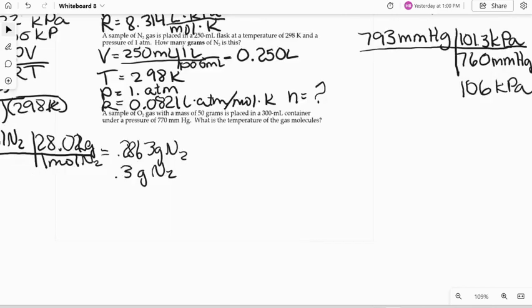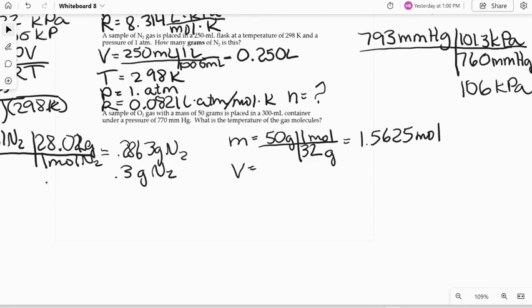Last one, a sample of O2 gas with a mass of 50 grams. Let's change this right from grams to moles. It's O2 gas, so it's 32.00 grams per mole. And this will give us the number of moles for our ideal gas law problems. Volume is a 300 milliliter container. Let's just move the decimal point over 3 spots right away. So it's 0.3 liters.